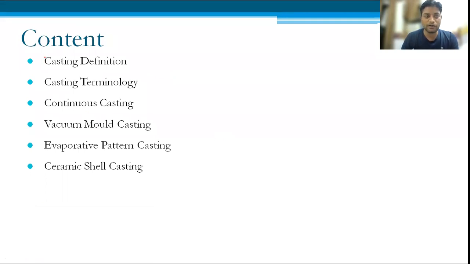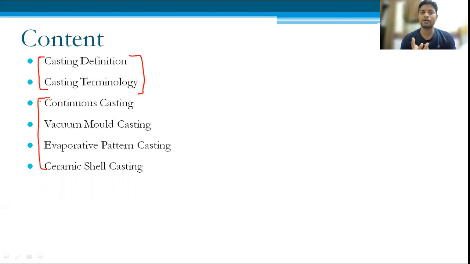So this is the content: the casting definition and the casting terminology. And apart from that, there are four processes. There are different types of casting processes, but here we are not talking about the casting processes that you have studied previously in the last semester. Those casting processes are very basic, and 80% of the work can be done by the casting processes that you have studied in manufacturing processes. But these four are the advanced casting processes.